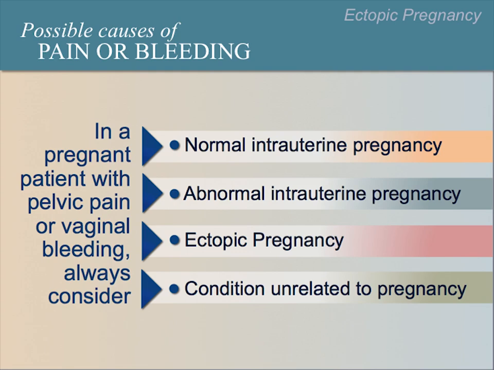Pelvic pain in pregnancy can also be caused by ovarian torsion, which means a twisting of the ovary, and appendicitis. This lecture will cover ectopic pregnancy, and we discussed abnormal intrauterine pregnancies in a prior lecture. We will not cover conditions unrelated to pregnancy in this lecture, but we may see examples in our clinical time.